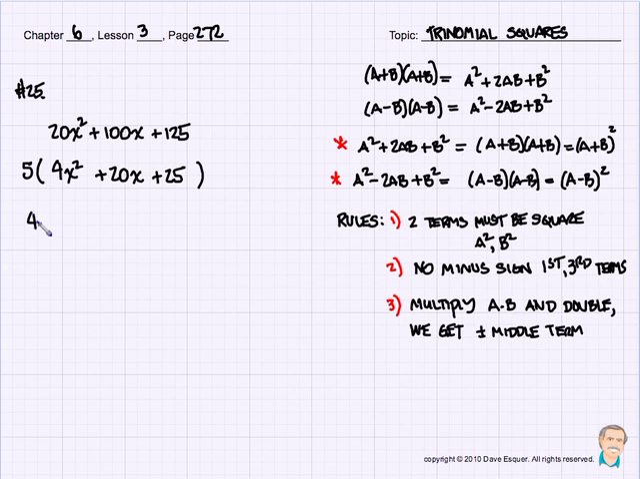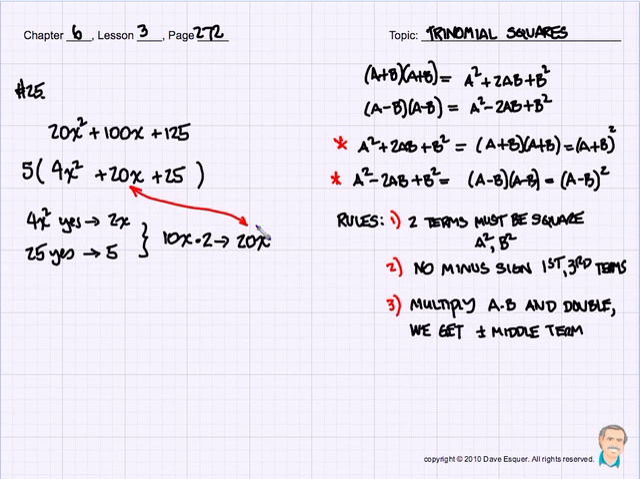Now, is 4x squared squared? Yep. Is 25 squared? Yes. This gives me the 2x. This gives me the 5. Rule number 2, there's no minus sign between the first and the third term. No problem there. Now, if we multiply the a term, which is the 2x, times the b term, which is the 5, that'll give us 10x. And if we double that times 2, that'll give us the 20x, which, lo and behold, turns out to be the middle term.